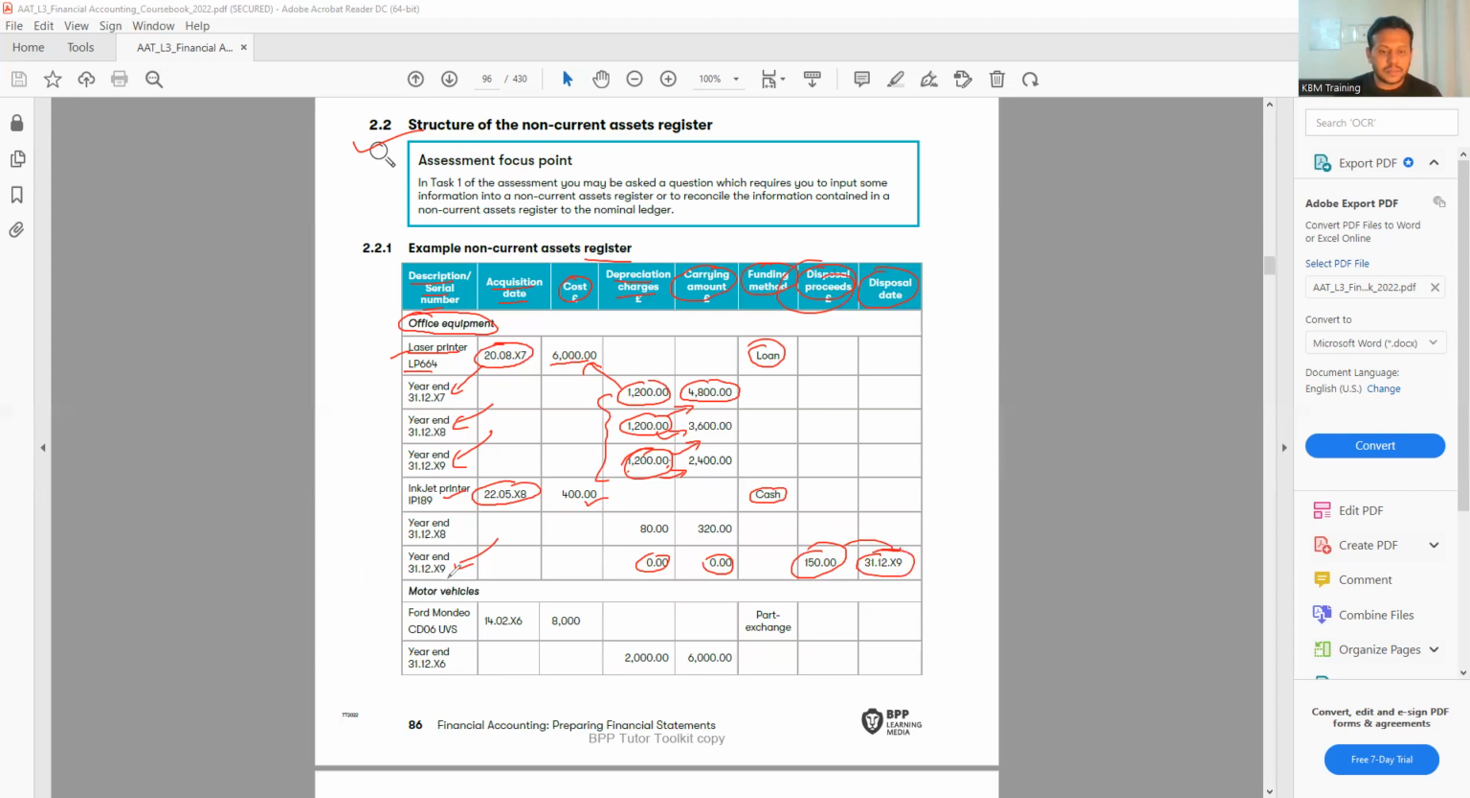Then we have the motor vehicle. For the first motor vehicle we have, we can see the acquisition date, when did you buy it, the cost, how much you paid, and how did you buy it: part exchange. That means we give our old asset to get the new one. The depreciation charge is 2000, and the carrying value is 6,000. So cost minus depreciation, 8,000 minus 2,000, gives us the carrying value 6,000.